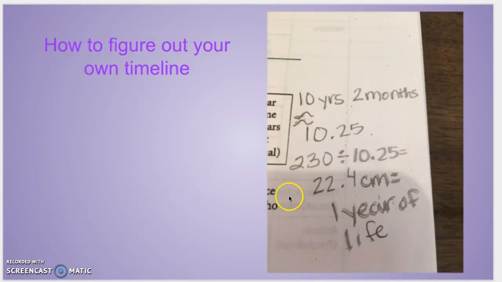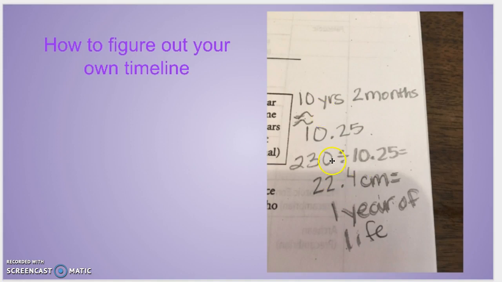Then you are going to make your own timeline. To figure out your own timeline, you're going to figure out how old you are to the nearest 0.25. So if I am 10 years old and 2 months, then I'm going to round up, and that's why I have the squigglies, because that means about this much. I'm going to say that I'm about 10.25 years old. So round to the nearest quarter. Nobody in here is 10 years and 2 months, so I know that none of you could copy me exactly on this. But if you are about 14 and a half, then you will put about 14.5.